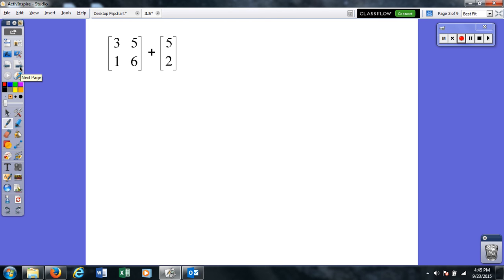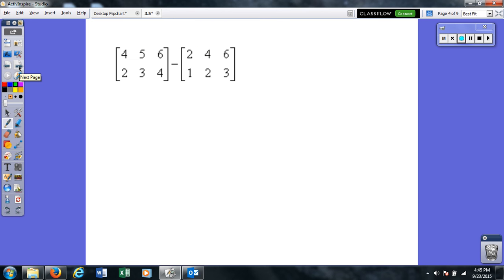If we look at something like this, we try to add these together. Well, maybe we could say add the 3 plus the 5 and get 8. But then when we try to add this 5 here, there's nothing there to add it with. So this is actually impossible. We cannot add these two matrices together. So in order to add matrices together, they need to have the same dimensions. There's no way that we can possibly do this matrix addition. So this is not possible.